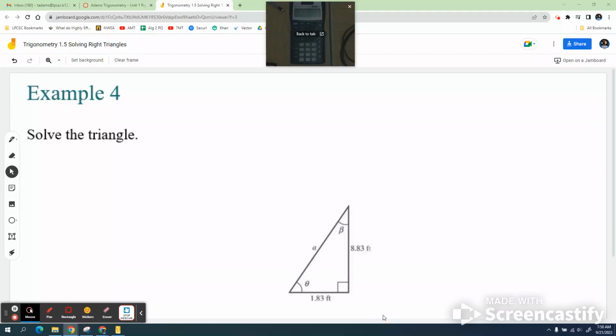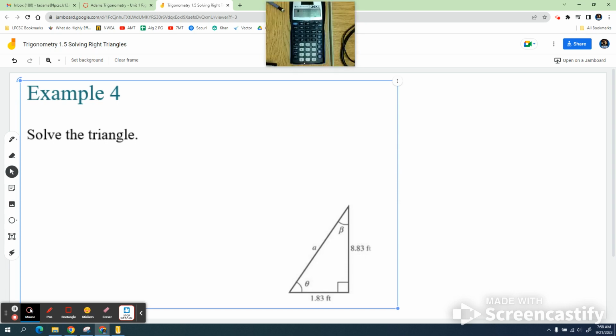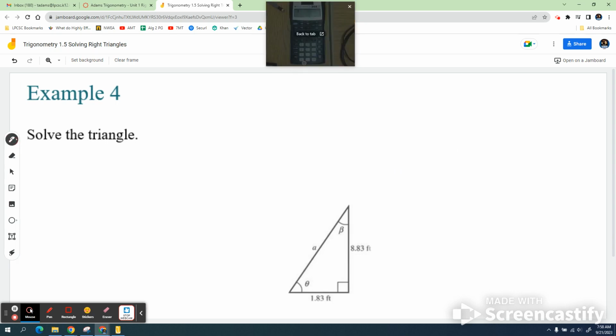All right, so today we're just going to continue to do what we've been doing. We're just going to work on solving triangles. So to solve a triangle, we're going to do the angles. So we have alpha, we have beta, and then we have gamma. Gamma will always be 90 degrees.